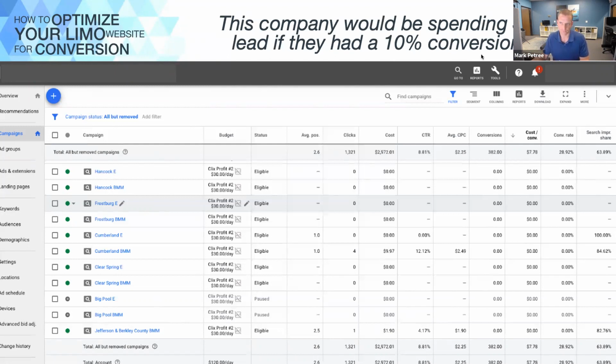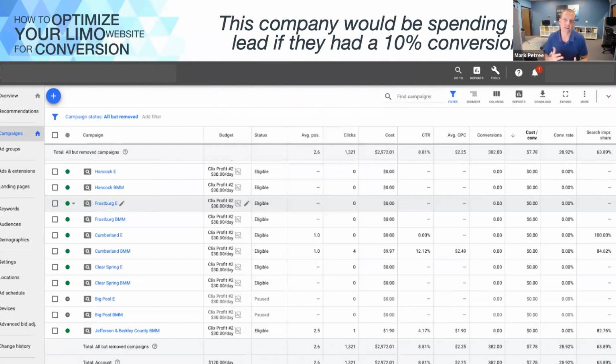And so imagine if they had a 10% conversion rate, okay? So if this 28.92% was 10% instead, they would be spending $23 per lead, right? Because again, they're spending $2.25 per visitor to their site. If only 1 in 10 visitors converted into a lead, then they'd be spending $23 per lead. Now again, if they close 1 in 5 of those leads, they're spending over $100 to acquire a new client.